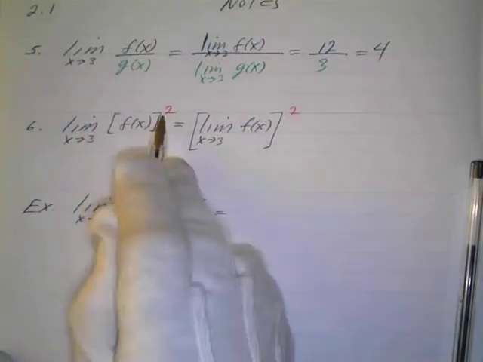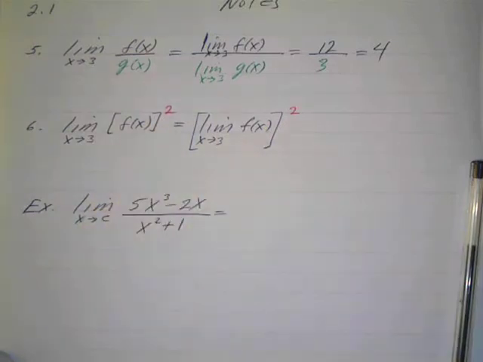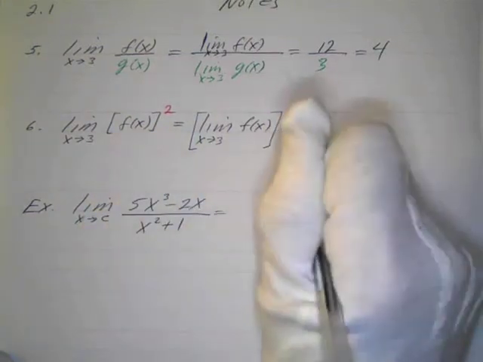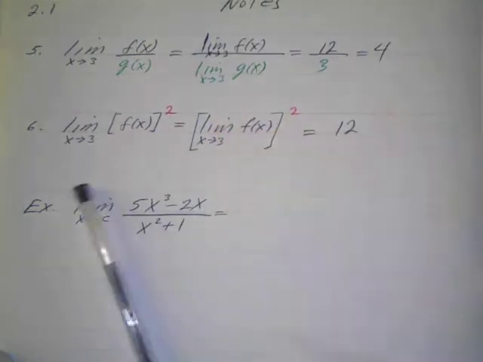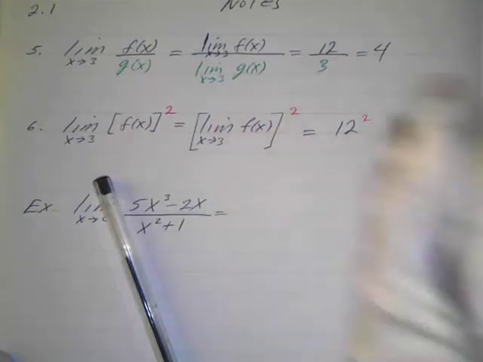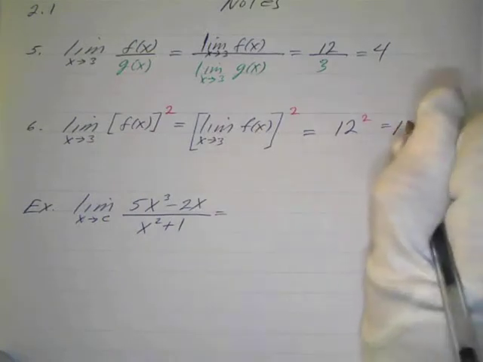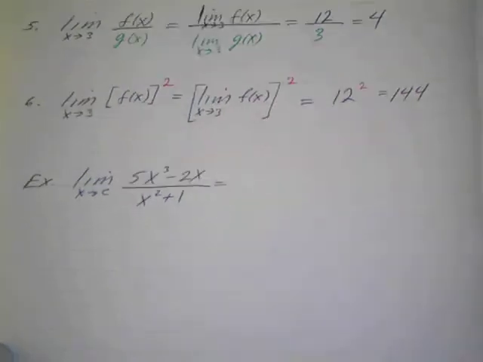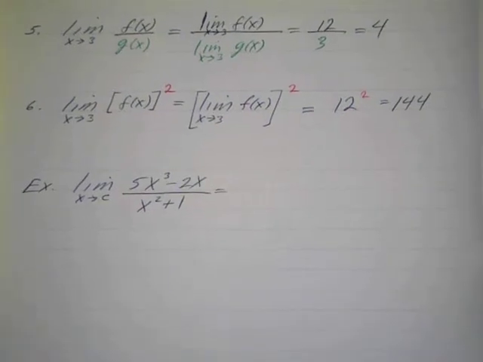So the limit of a function to a power is the limit of the function to the power. And again, we had the fact that this was going to be 12. So that would just be 12 squared. And 12 times 12 is 144. Alrighty. And in the next video I'll show a couple of applications of these.